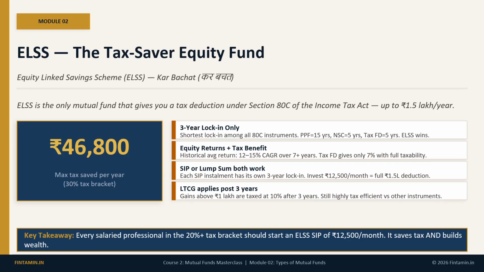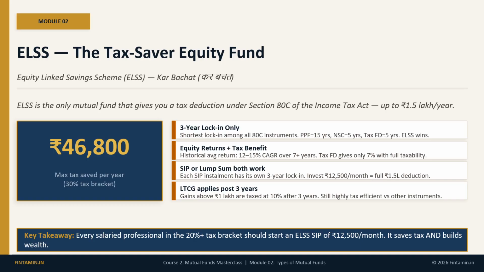The returns have historically been 12 to 15% CAGR over 7 or more years. Tax saving FD gives you 7% and that return is fully taxable. ELSS gives better returns and saves tax. It is a double benefit.